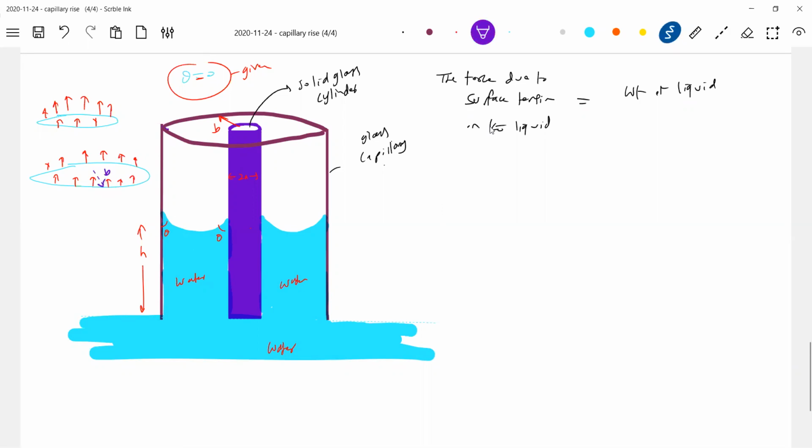This is B. This is A. Okay. Force due to surface tension: surface tension into 2 pi A plus surface tension into 2 pi B should be equal to the weight of the liquid. So tell me, what shall I show as the weight of the liquid? You neglect the volume of liquid in the meniscus. That you need not show.